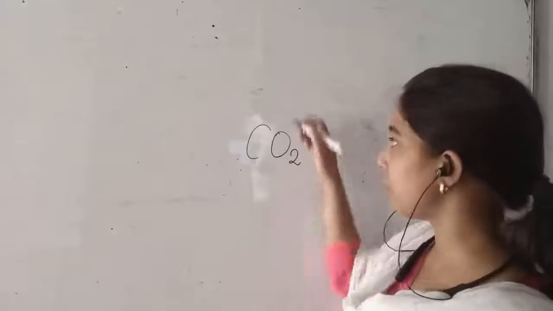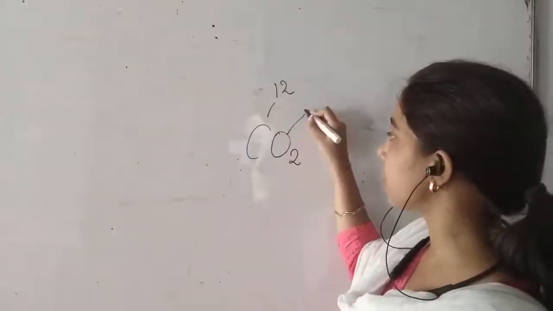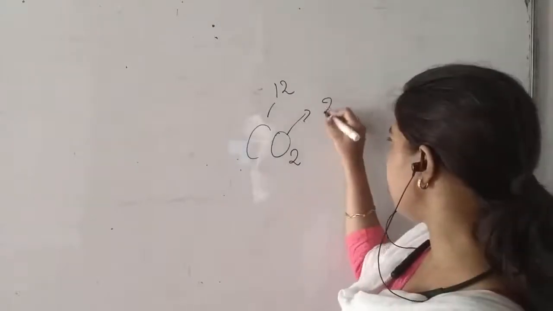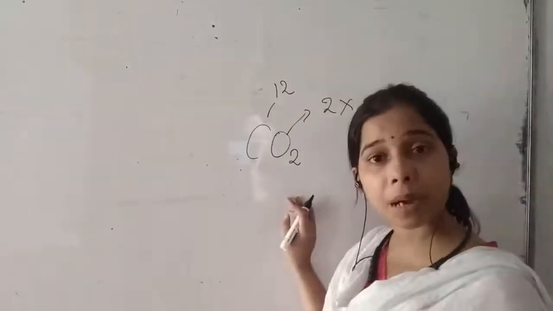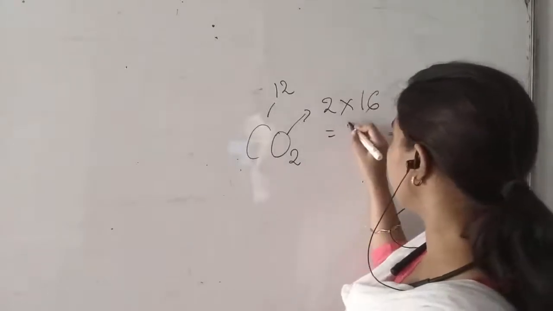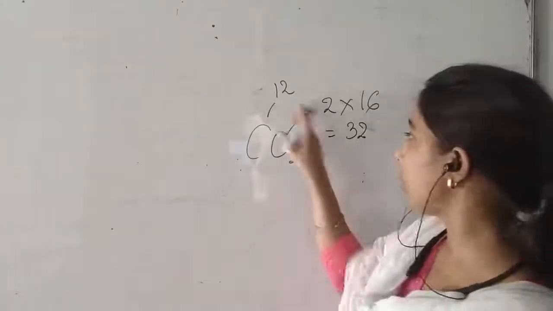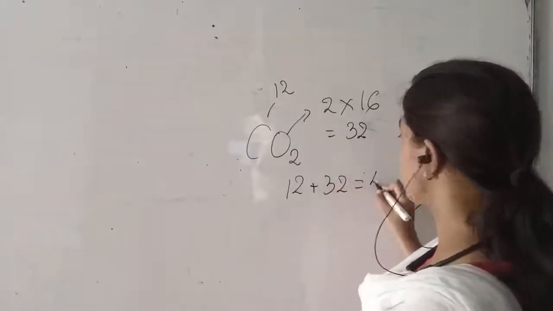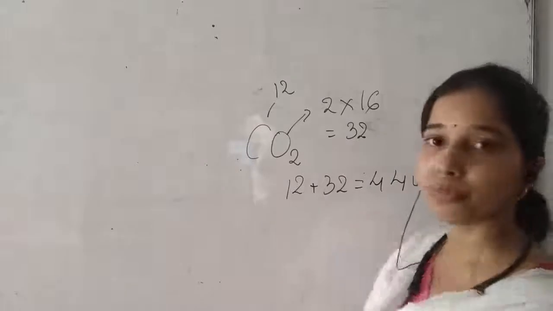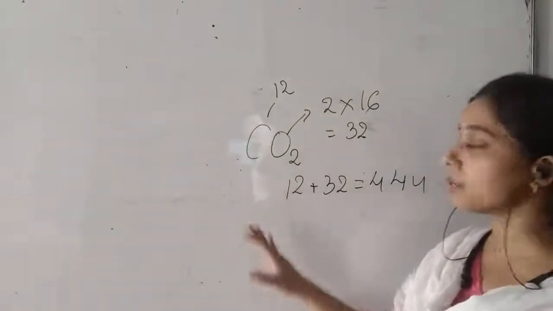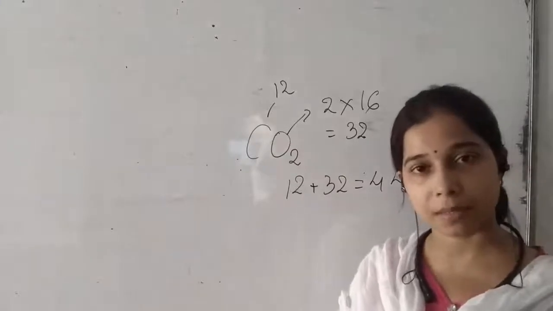So here we know that carbon is 12, and the number of atoms of oxygen is 2, so we will write 2 into the atomic mass of oxygen, which is 16, so it will be equal to 32. So 12 plus 32 equals 44 u. Okay, by this we are able to find the formula unit mass.